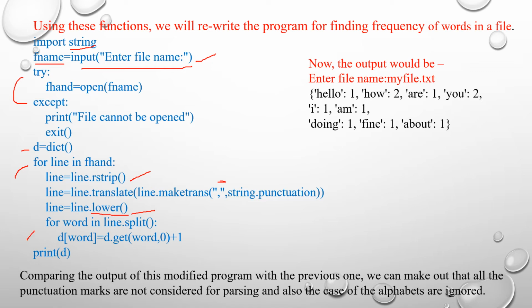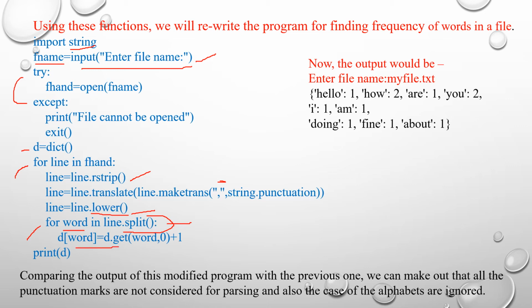So this is the inner loop, and the loop variable I name it as word, and after that I invoke the split function. The use of the split function is that it converts the sentences into word format. So this is the updation.